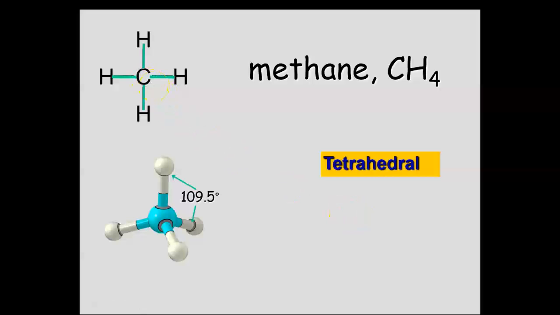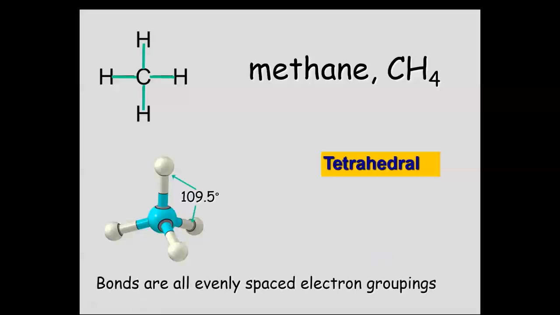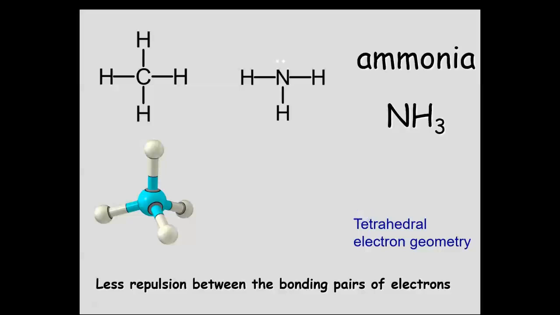Now, most of the time on a test, you're going to see it drawn like this. You just count the bonds, and you'll know there's 4, so it has to be a tetrahedral electron structure. And if you've got 4 of the same atom here, then you've got to have 109.5 tetrahedral structure for the molecule. So the bonds are all evenly spaced electron groupings, and that gives you a tetrahedral molecule.